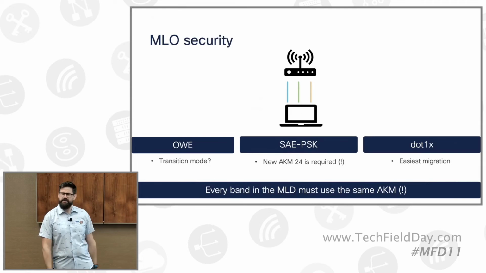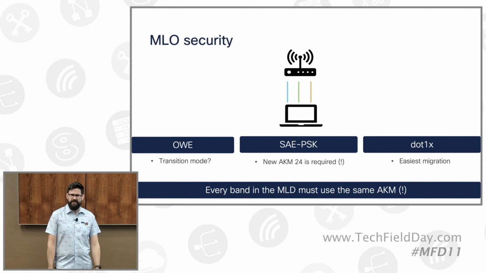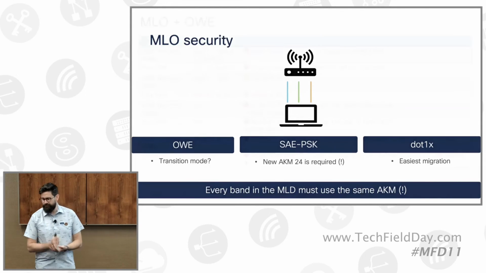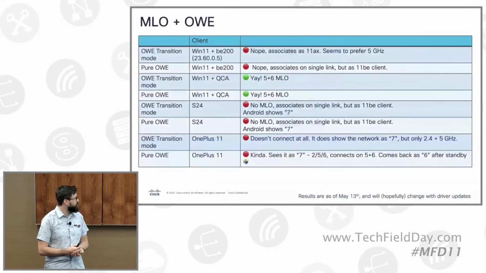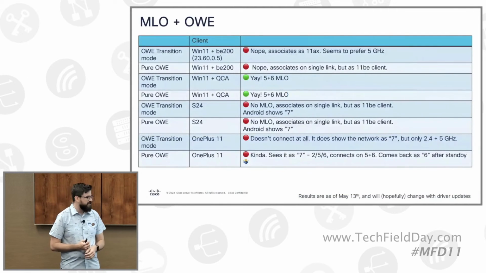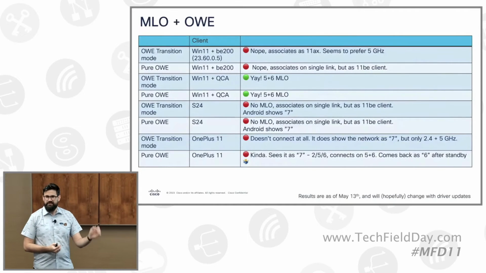And then I was curious, what about OWE? What if I have a guest network? I did a bit of my own stunts here. This is not Cisco's testing team. This is just me at home. A few different clients.